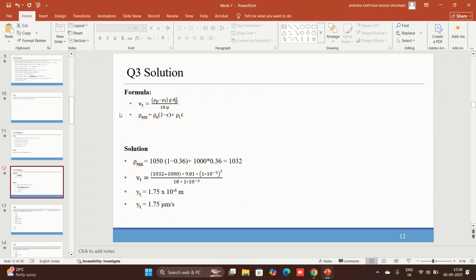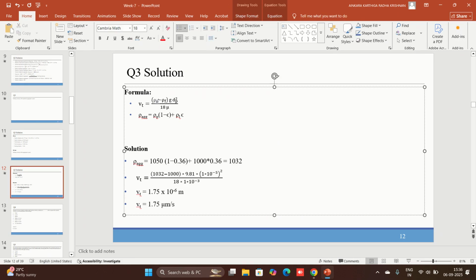Now we need to find Vt equal to (rho p minus rho f) into g into dp square by 18 mu. Here, instead of rho p we should use rho aggregate. The formula for rho aggregate is rho p into (1 minus epsilon) plus rho l into epsilon. So first let us find rho aggregate. Rho aggregate is equal to rho p, that is 1050, into (1 minus 0.36). So epsilon is 0.36.